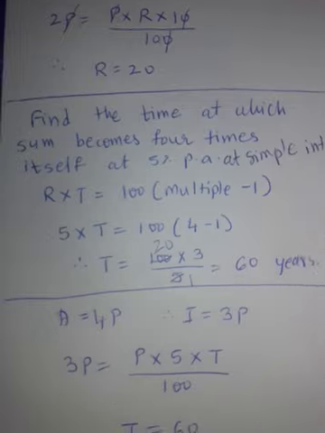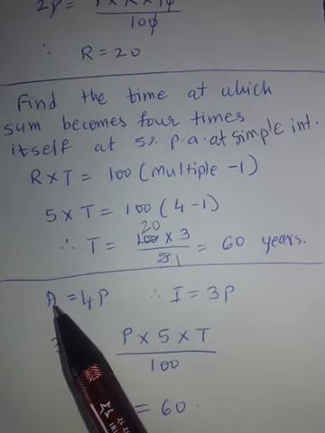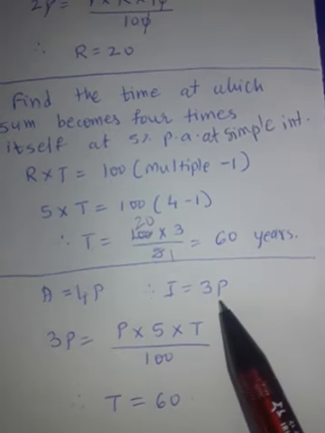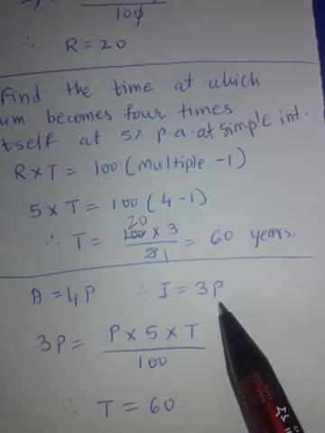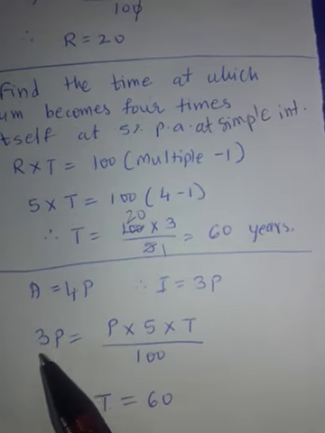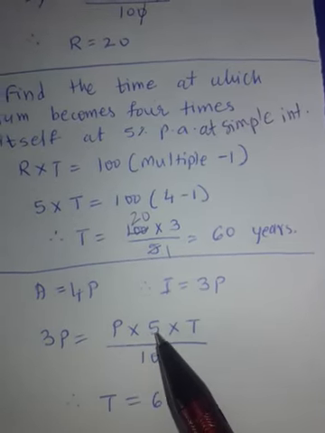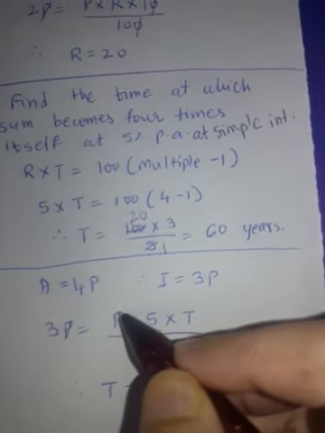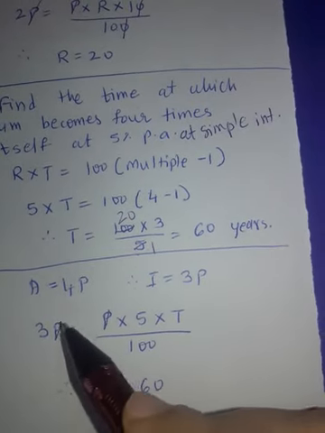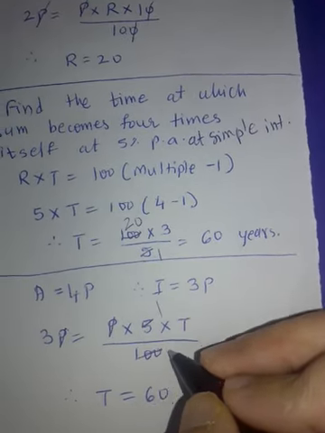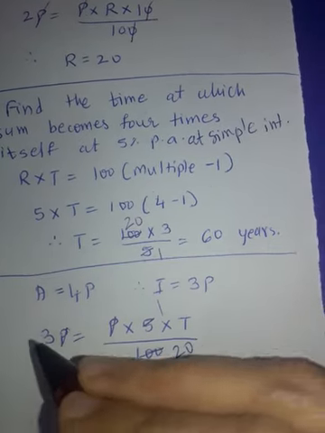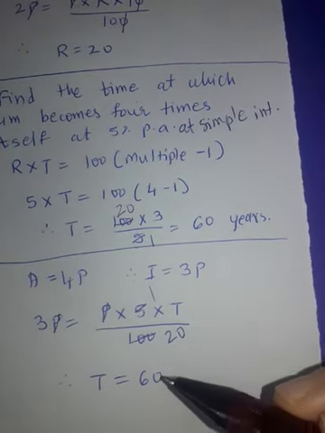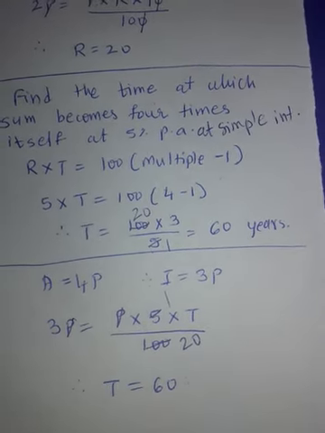And if you forgot the formula, again we have our method. Principal becomes 4 times, that means amount is 4P and interest will be 3P. 4P minus P, that is 3P. So substitute: interest is equal to principal, rate is given 5, T is unknown. P gets cancelled. So 100, 5 ones are 5, 20. So 20 will go here, 20 threes are 60, T is 60. Whichever method you use, the answer is going to be the same. T is 60.